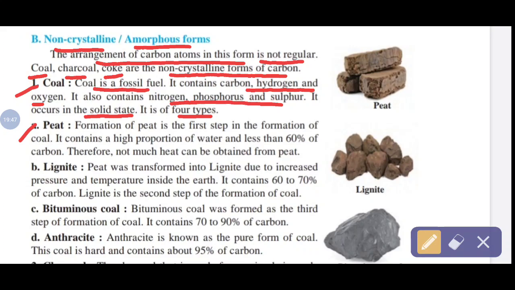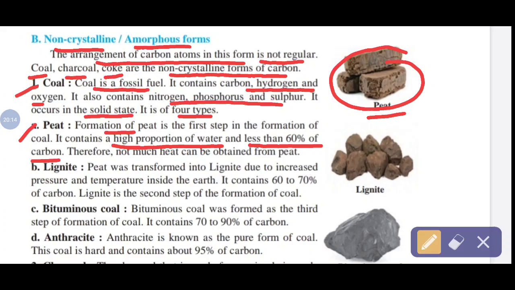Peat. Formation of peat is the first step in the formation of coal. Check here, that is showing. This is the peat type of coal. Formation of peat is the first step in the formation of coal. It contains, underline, a high proportion of water and less than 60% of carbon. What is the percentage of carbon? Less than 60. And the proportion of water is high. Therefore, not much heat can be obtained from peat.